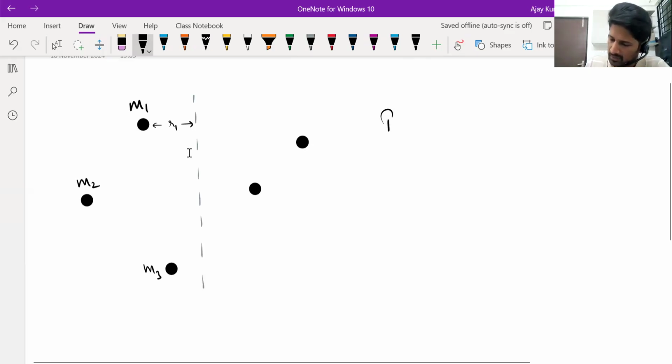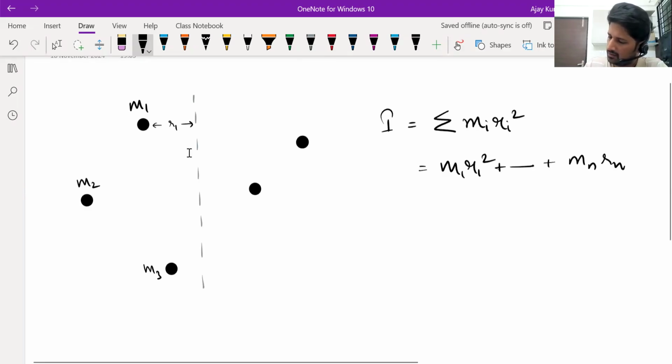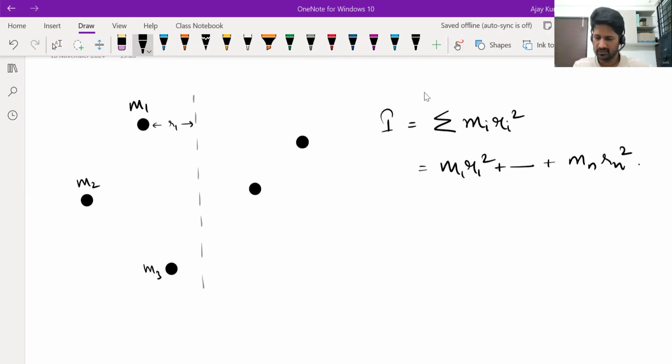Okay, there could be any number of particles. We know its total moment of inertia about this axis is given by sigma mi ri square, which is basically m1 r1 square plus m2 r2 square, so on up to mn rn square. The idea is that the total moment of inertia of a system is the sum of the moments of inertia of each particle of the system. Okay, fine.